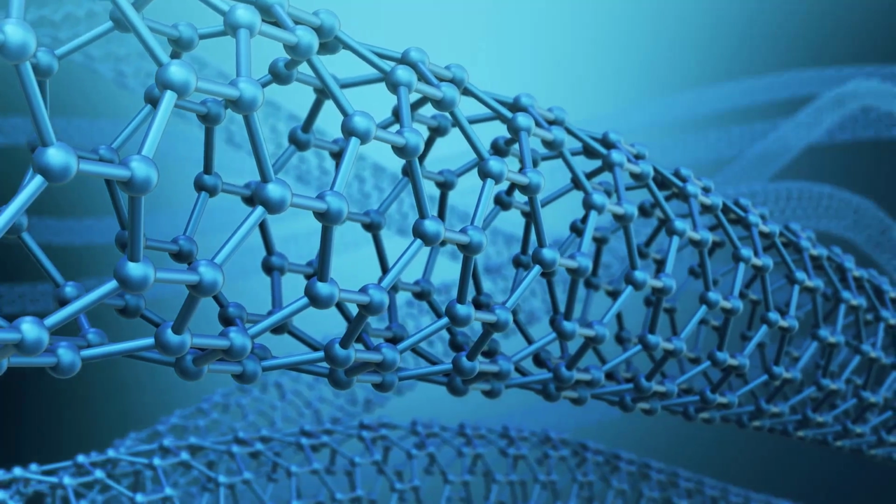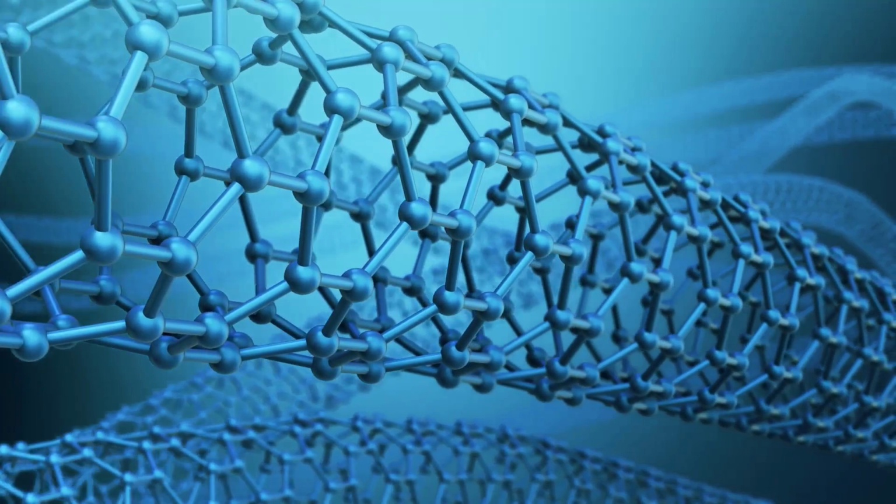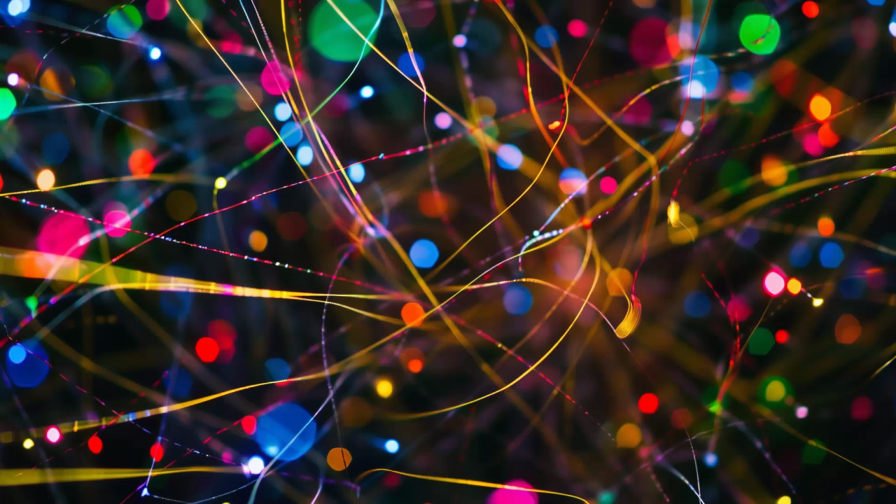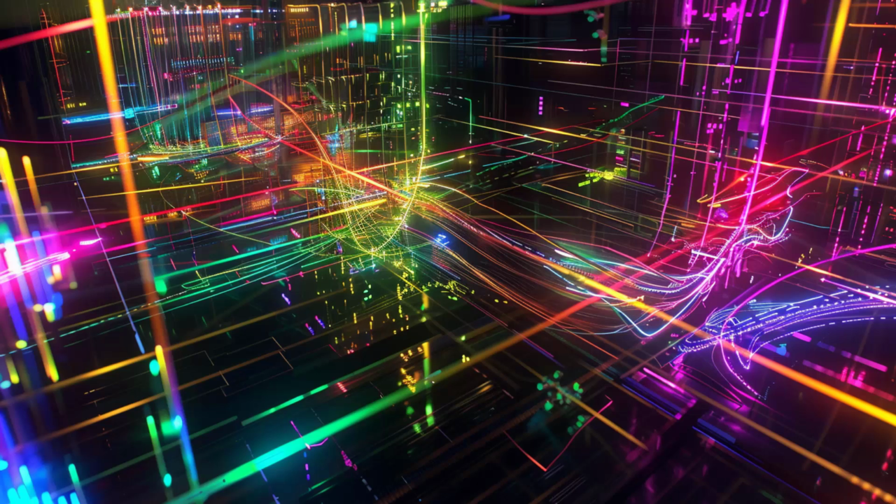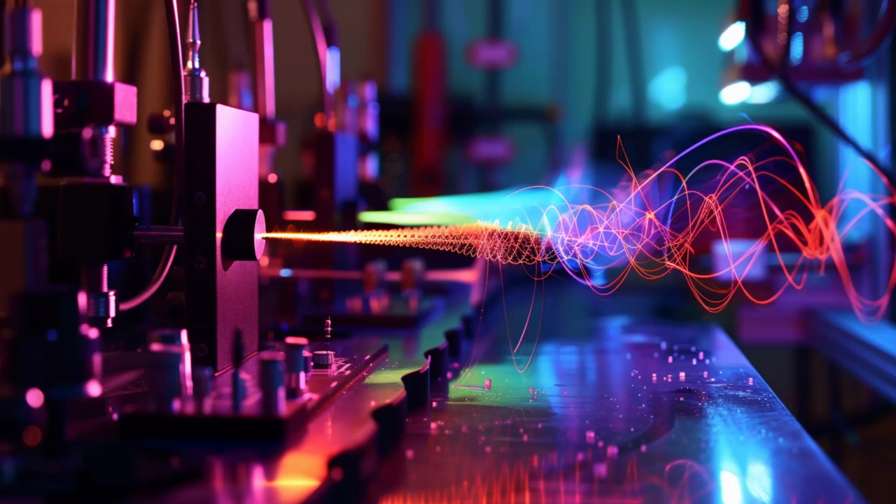Nanostructures come in different shapes and sizes and are classified based on their dimensions. We have zero-dimensional or 0D nanostructures like nanoparticles, two-dimensional or 2D nanostructures like nanosheets, and three-dimensional or 3D nanostructures like nanospheres. Today we will focus on one-dimensional or 1D nanostructures.